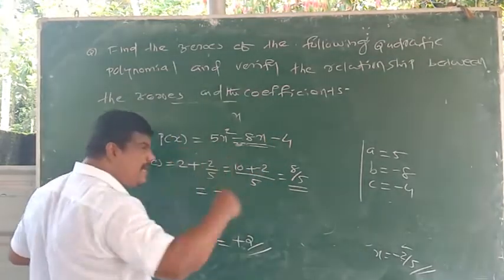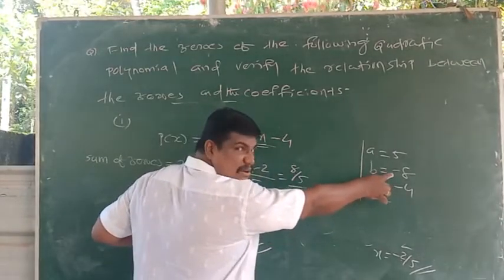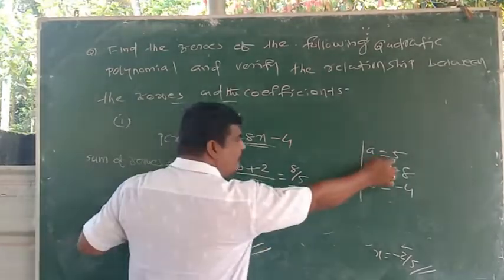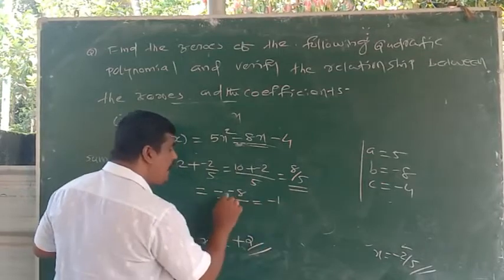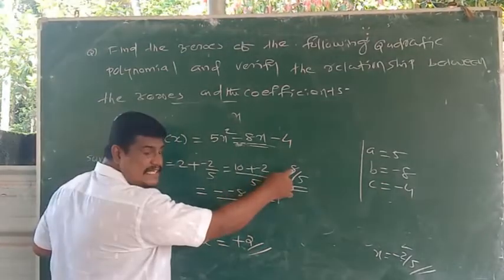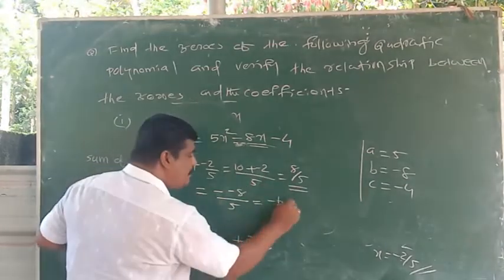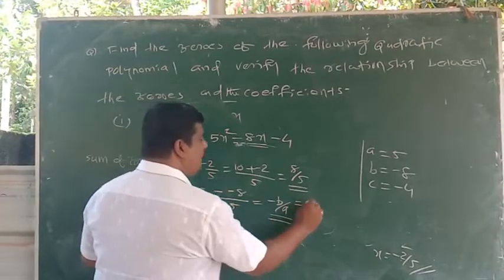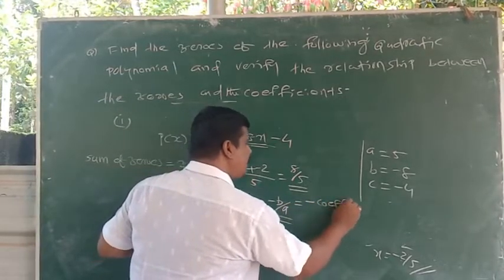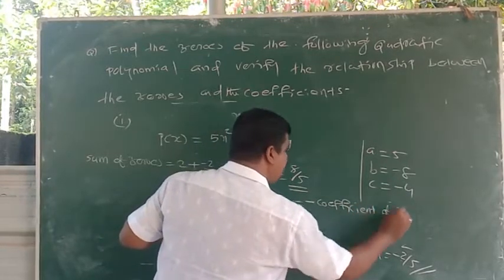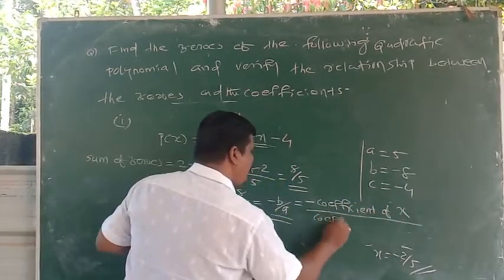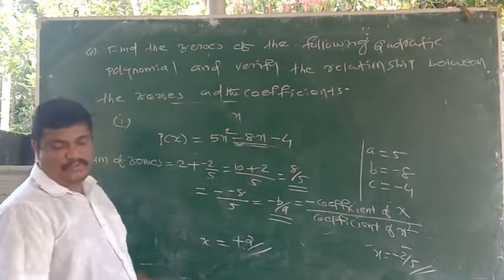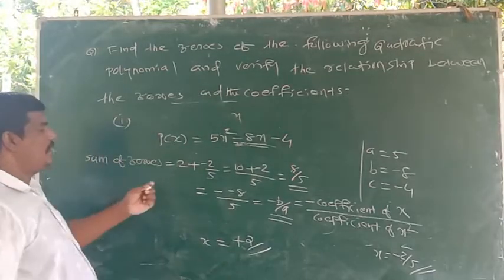Minus b. What is b? Minus 8. Okay, so minus 8 by a. What is a? 5. So it is minus of minus 8, 8 by 5. Clear? So it is minus b by a. The sum of zeros is equal to minus b by a. It is also written as minus coefficient of x divided by coefficient of x square. Clear?